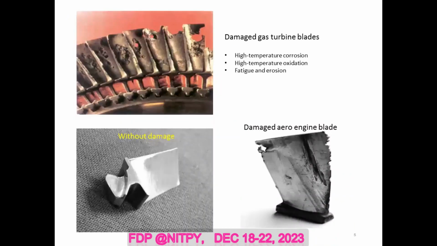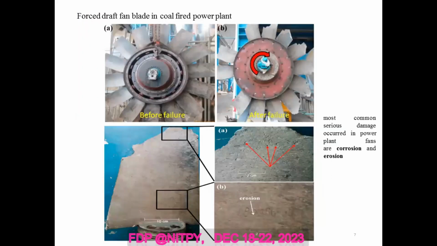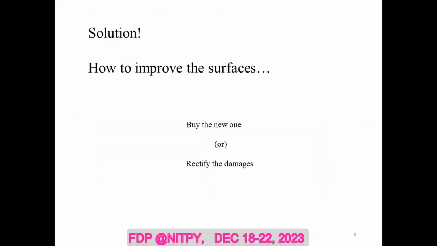Then in these images, you can see the gas turbine blades. There are a lot of corrosion, oxidation, and fatigue issues. These problems happen due to high temperature corrosion and fatigue erosion. And you can see some damaged aero engine blades due to the oxidation process. Also here you can see the forced draft fan blade in a coal-fired power plant. Here you can see corrosion and erosion types of issues which happen in coal-fired power plants.